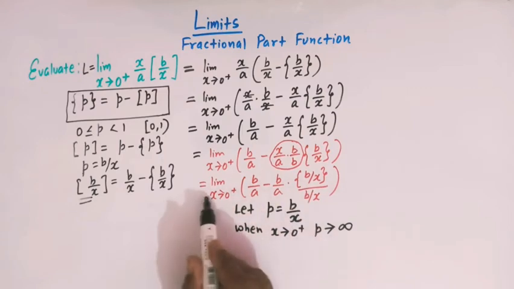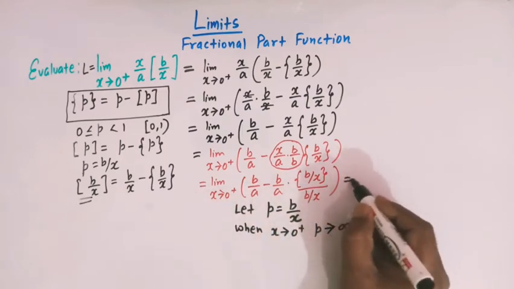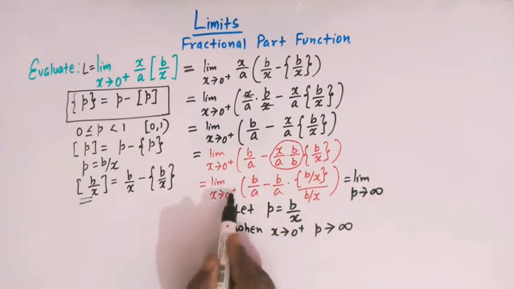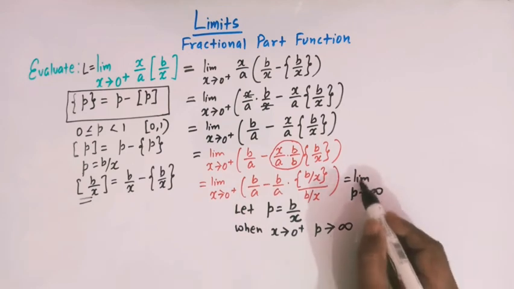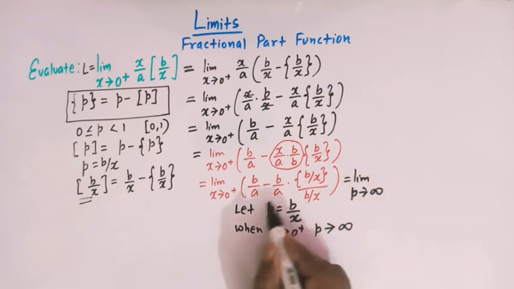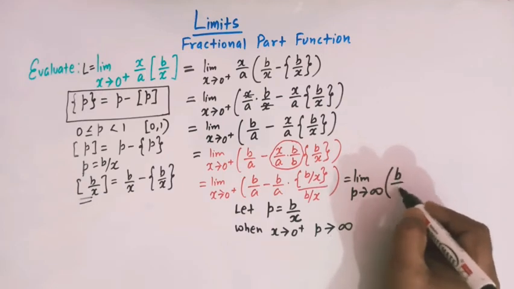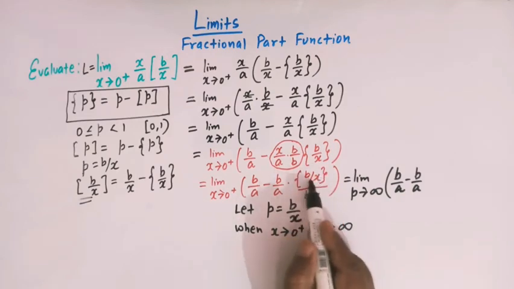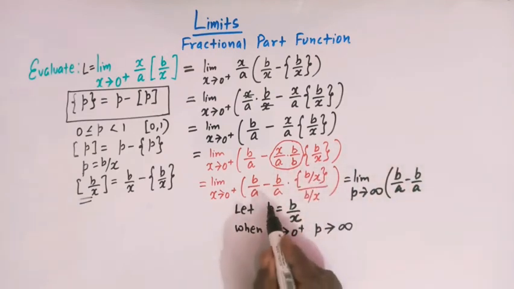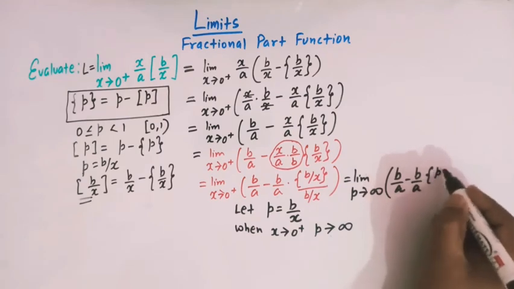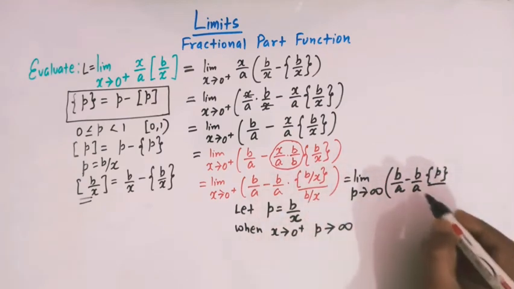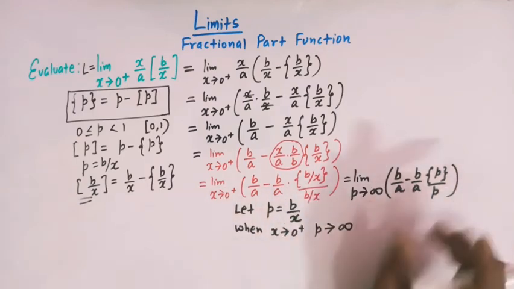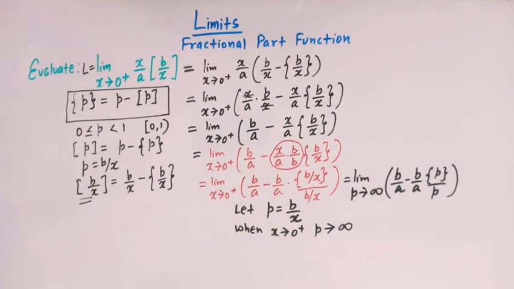So now we'll transform this limit as limit p tends to infinity, right? Because here limit x tends to 0 plus will change to limit p tends to infinity, because we are making this substitution, and here we have b over a minus b over a, and for the fractional part of b over x we can write fractional part of p, and in the denominator we have p, right? So this limit is now transformed to this limit by making this substitution, right?